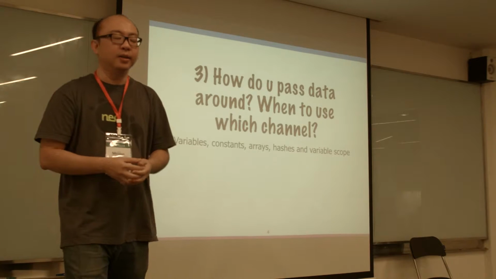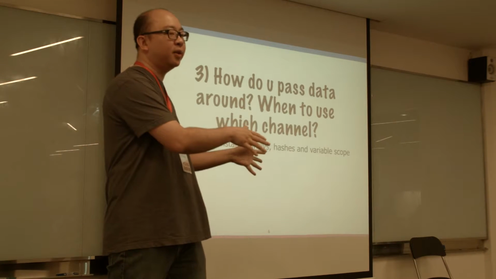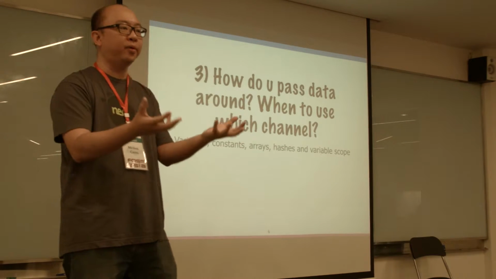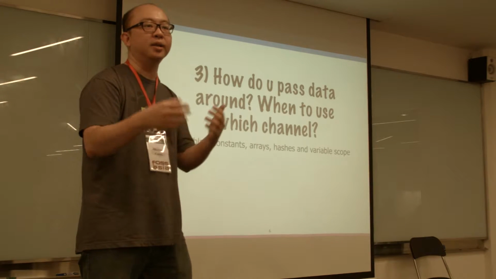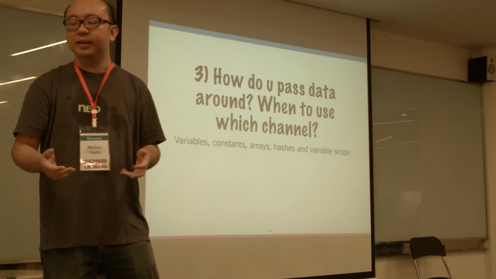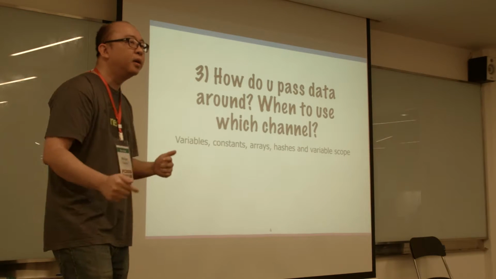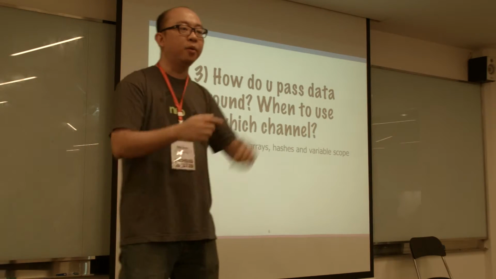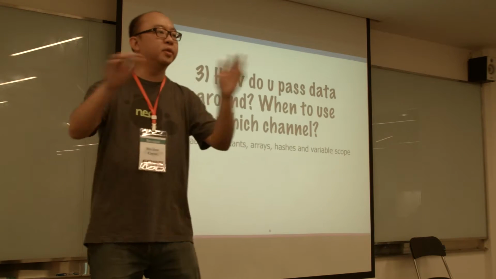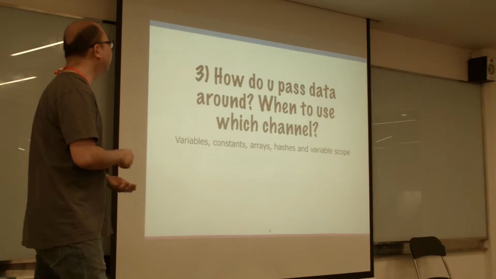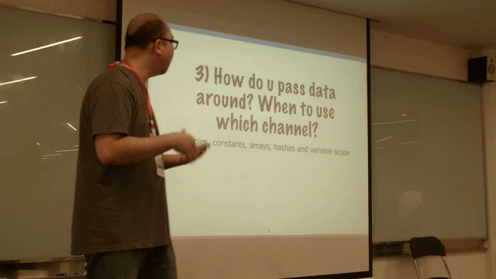Number 3. So you learn about how to output stuff on screen. You learn about how to represent data of different types like strings, integers, floats, and stuff like that. Third is how do you pass information around, right? So basically, how do you pass information? We read the same script from one script to another script, and so on and so forth, right? So that's how you pass data around and when to use which one.